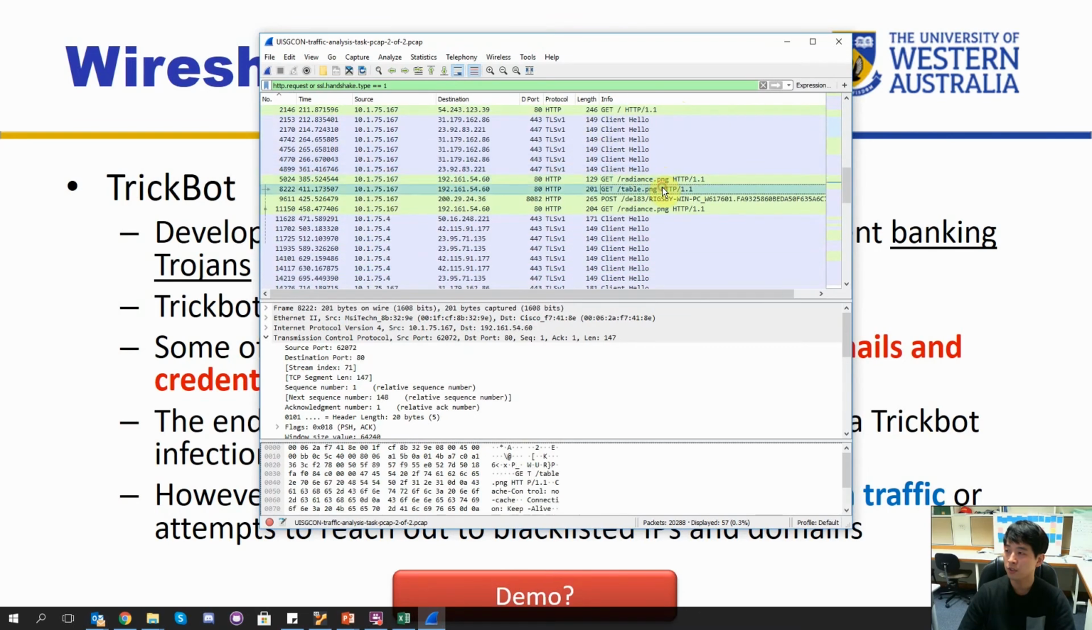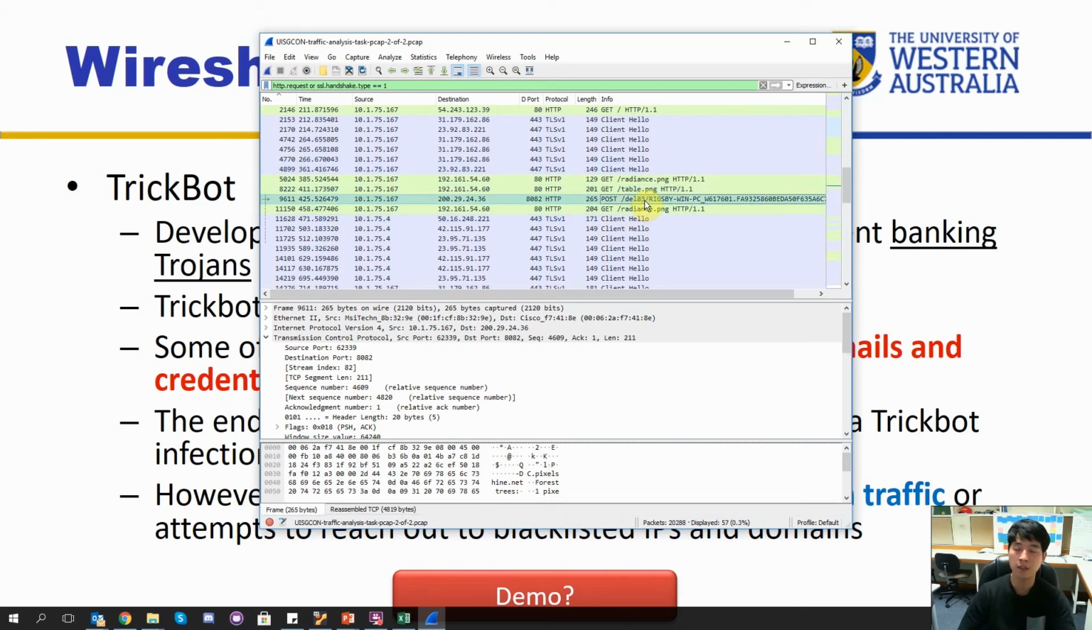eventually we reach where the client is requesting a PNG file. So this probably looks very suspicious and likely to contain the TrickBot, right? So what we can do is just have a look at what happens after that. So this is a GET request. So our poor victim is located at 10.1.75.167. That's our victim.